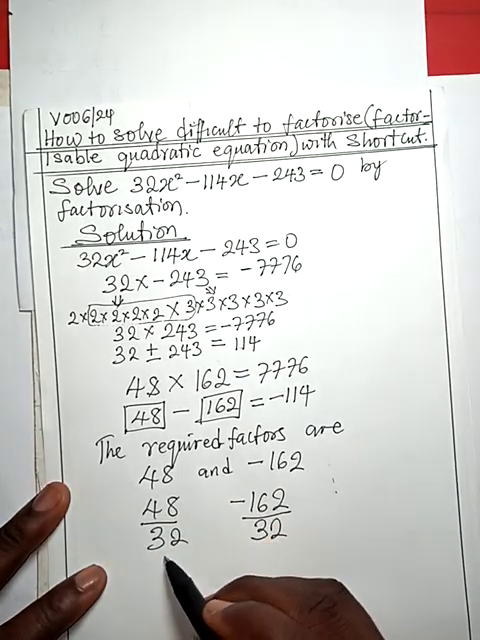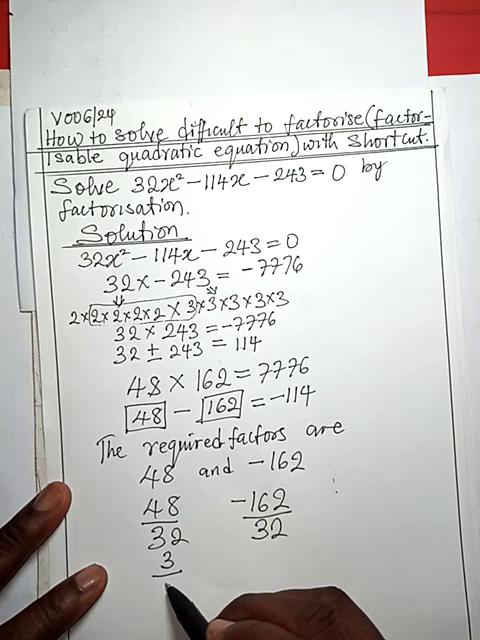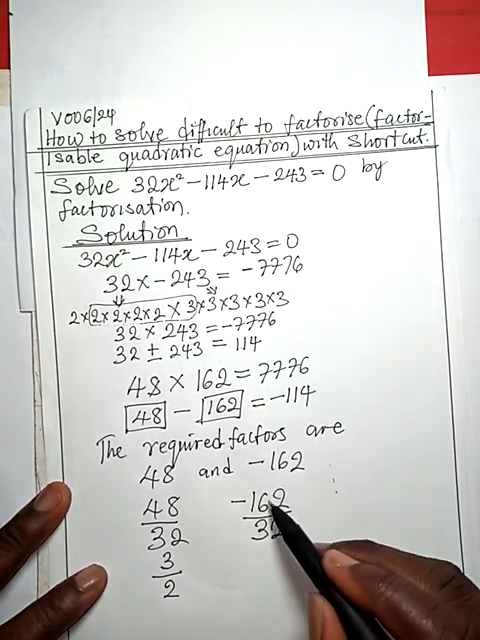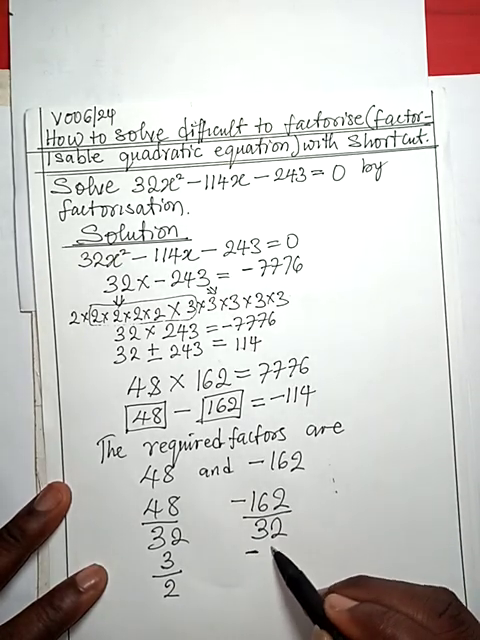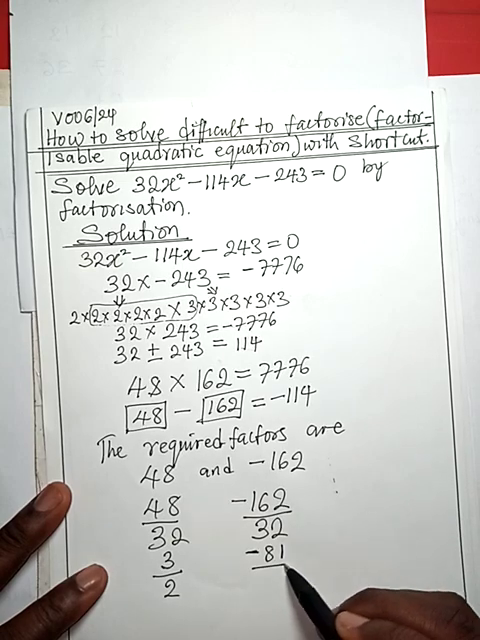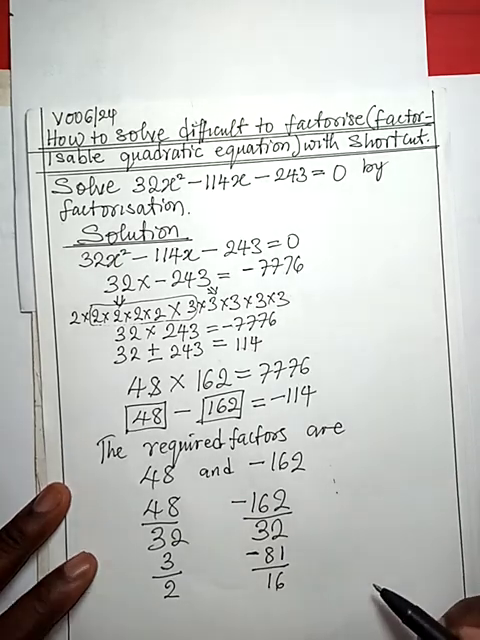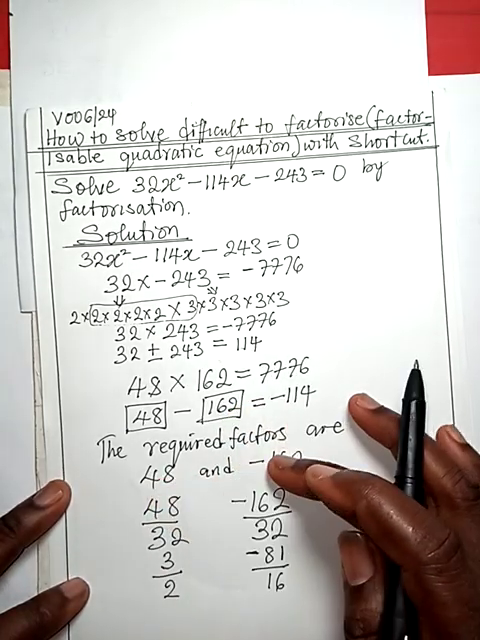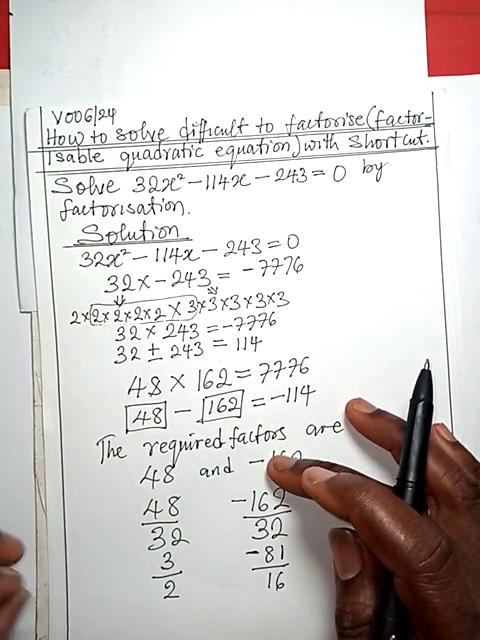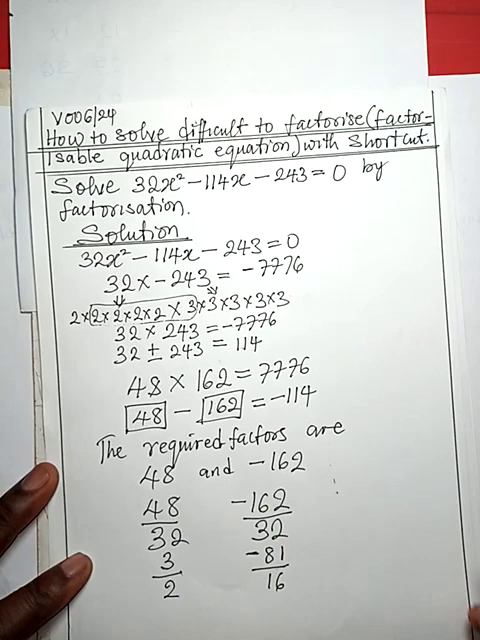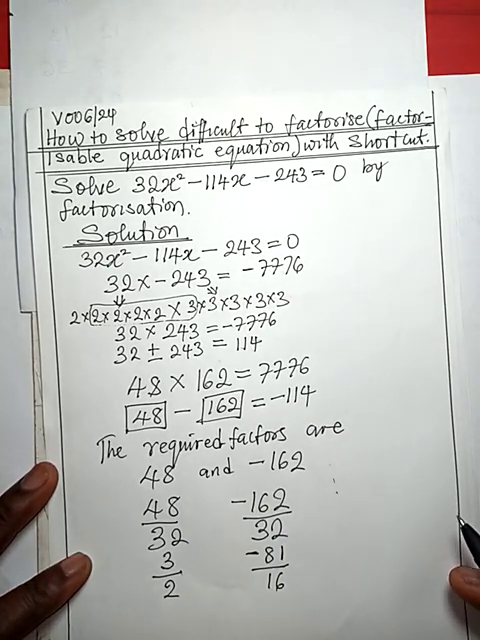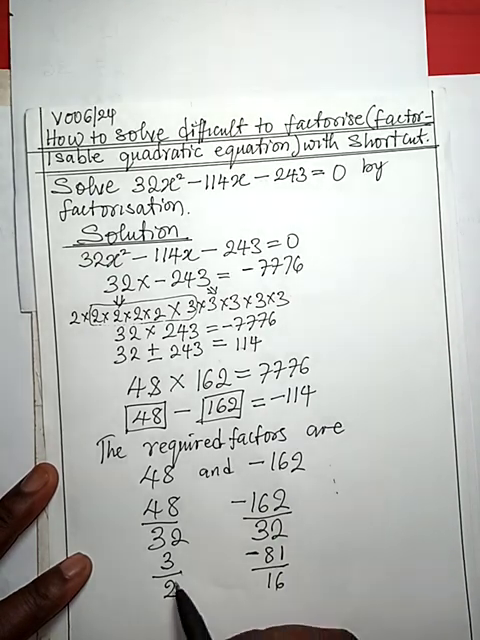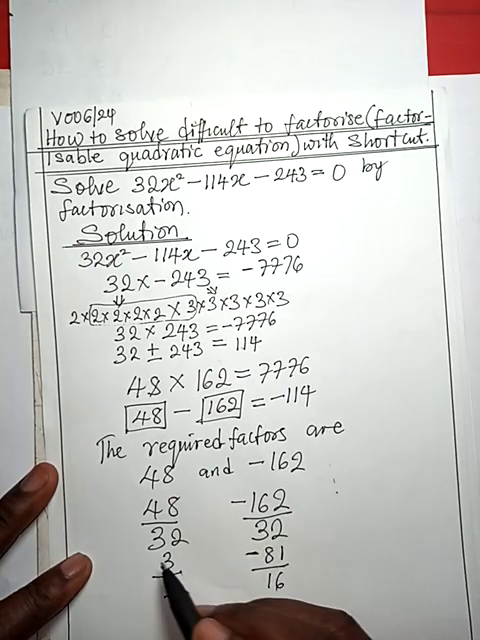Now I can reduce this. I think 16 here will give me 3, 16 here will give me 2. I can reduce this by 2, and this gives me negative 81 over 16. Now, this is the shortcut. Notice I got the factors, divide by the coefficient of the square term, reduce if it's reducible, and then from here, my answer will be the additive inverse of this.